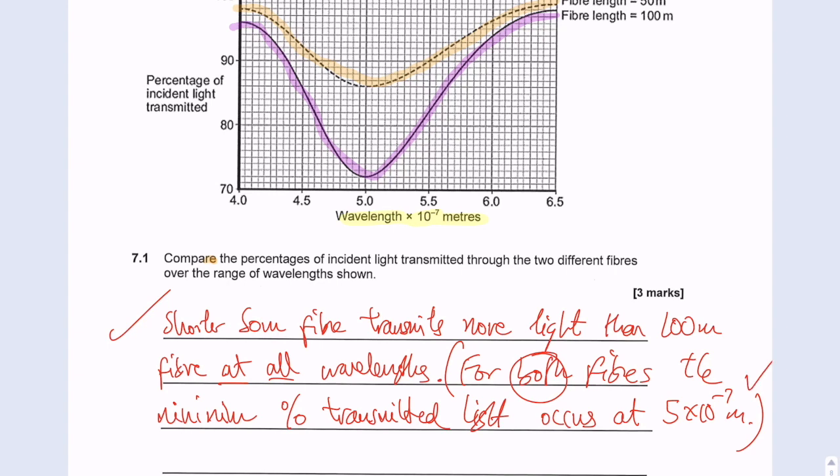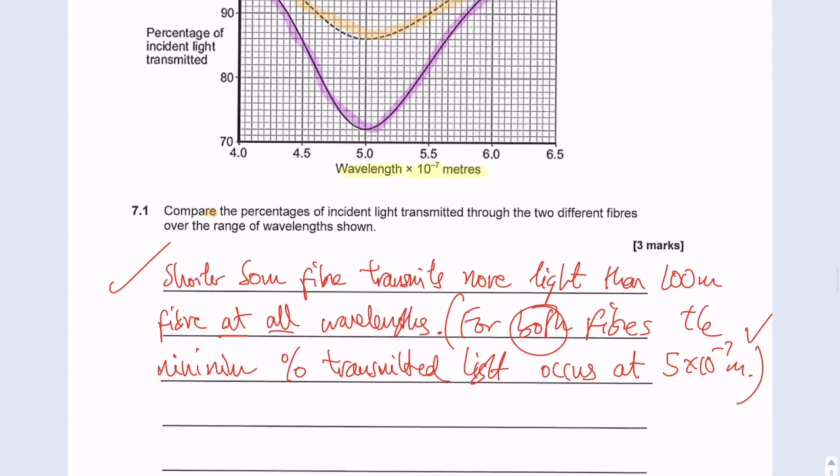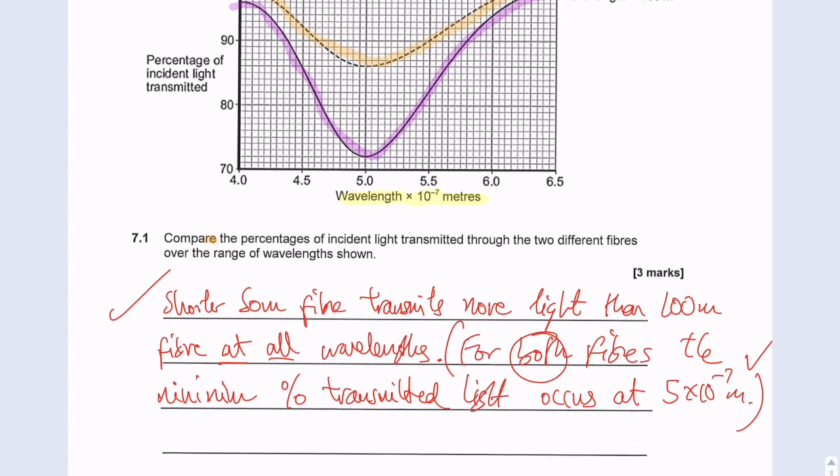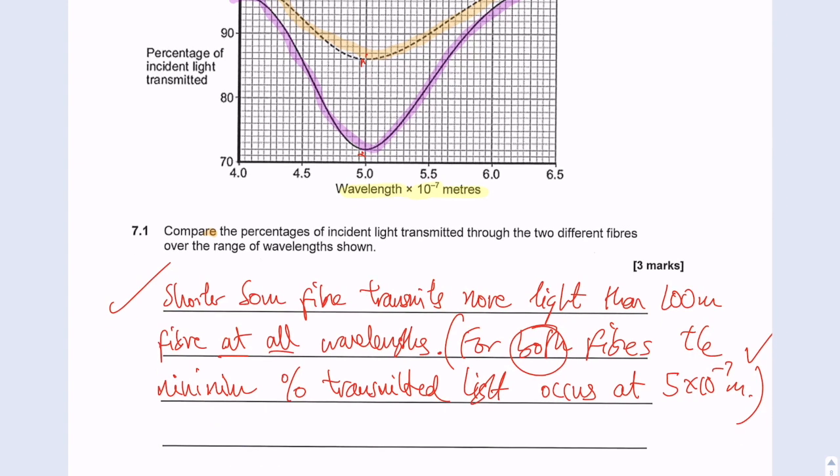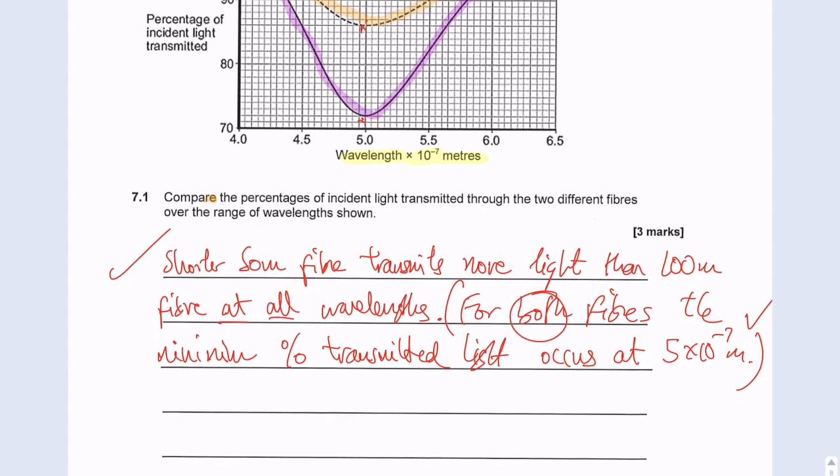The third mark then is pretty much saying that as the wavelength increases, the light decreases and then increases for both of them. So this idea that they both start high, they both reduce to a minimum at 5, and then they both increase again. You're looking at that kind of relationship between the two, and it's quite obvious from the data that that's what it shows, but I think some people just thought it was too obvious and didn't write anything down. So increasing the wavelength decreases, then increases the percentage amount of light transmitted for both fibers.